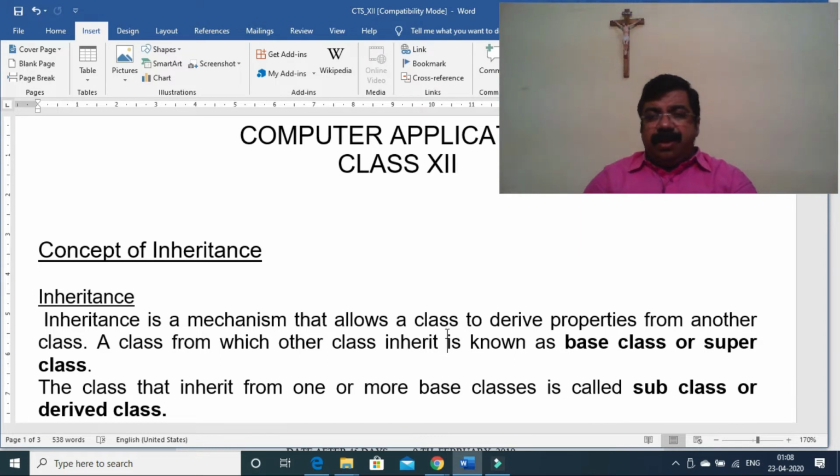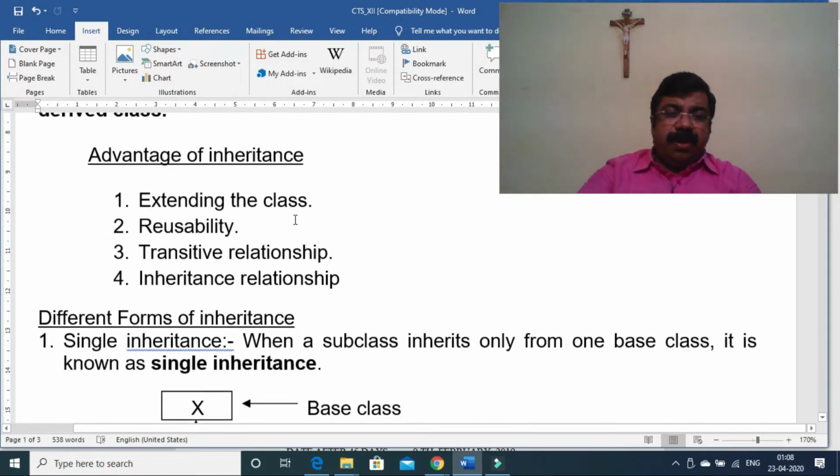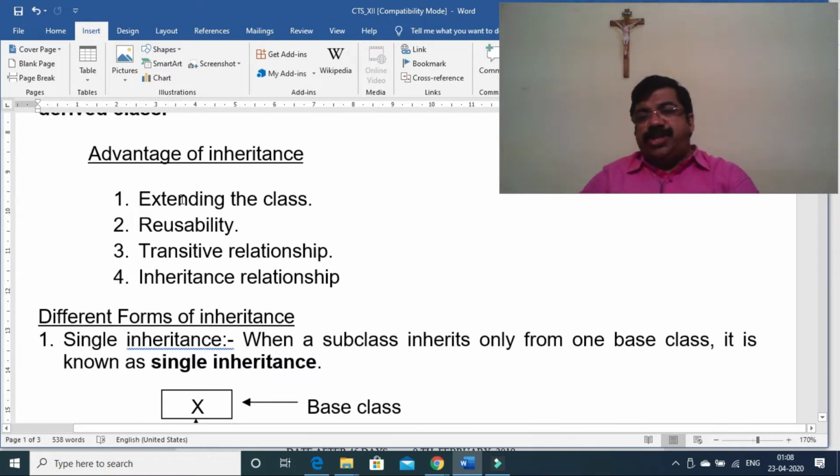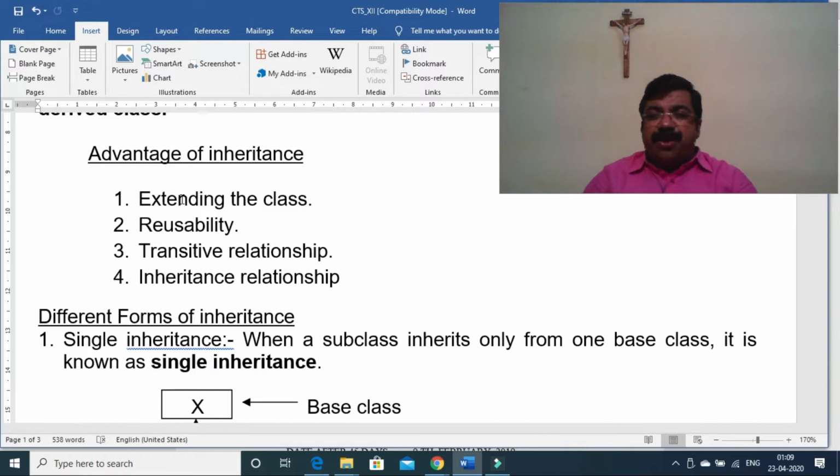When we come to the advantages of inheritance, why do we need inheritance? Let us see. One is extending the classes, or extending the generation, from the previous example I said. The qualities of the parent go to the son, and from the son to the grandson. Those qualities are carried forward.